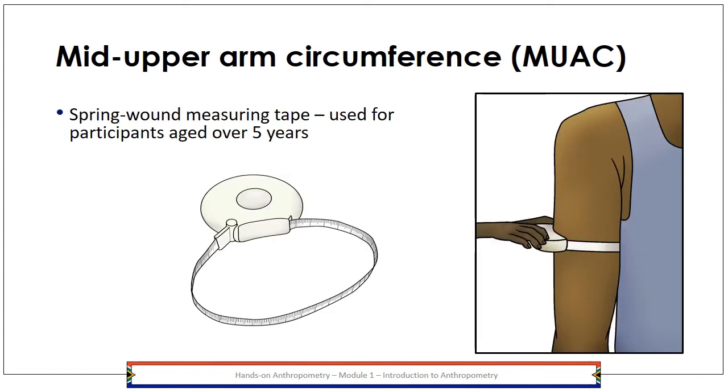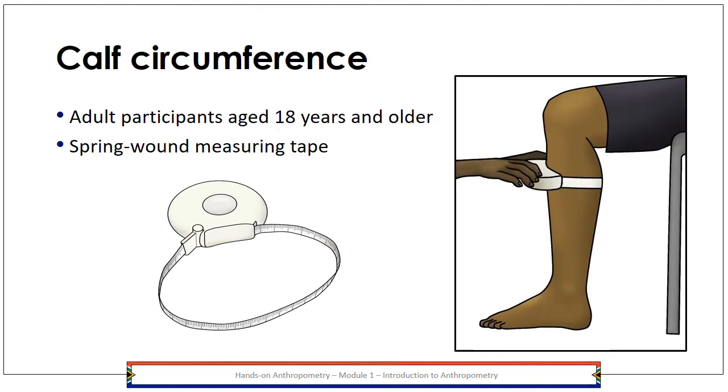In older children and adults, we use a spring-wound measuring tape to measure MUAC. The spring-wound measuring tape is convenient because once the plastic pin is slid into the base, the tape is pulled taut by pressing a button. If a spring-wound measuring tape is not available, a regular tape measure can also be used.